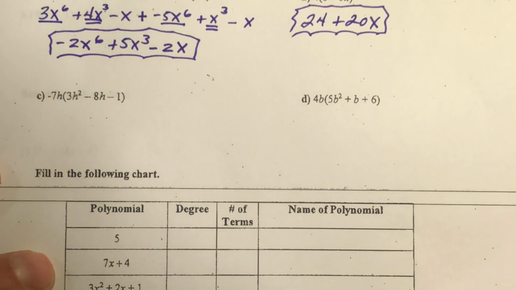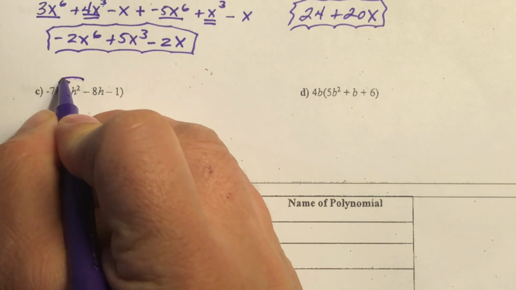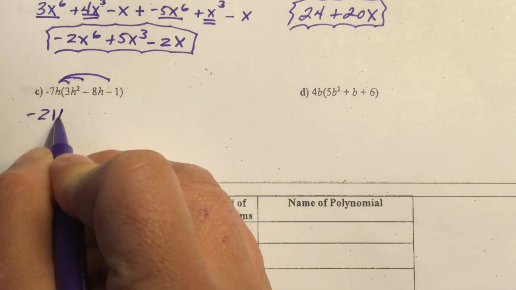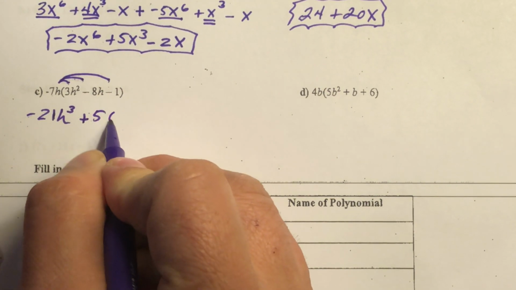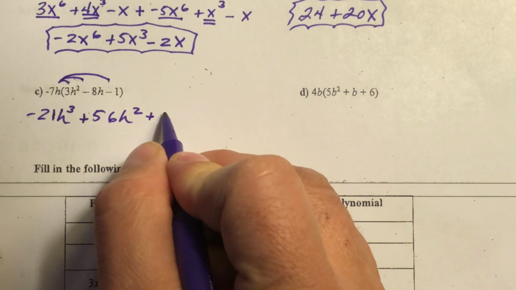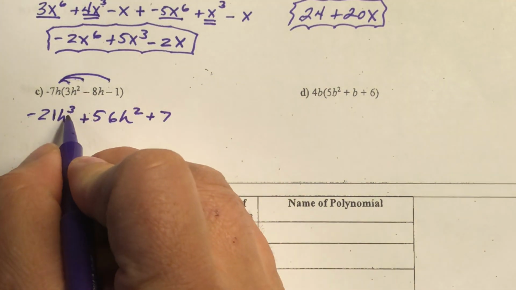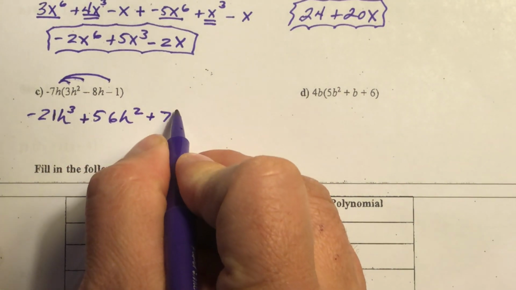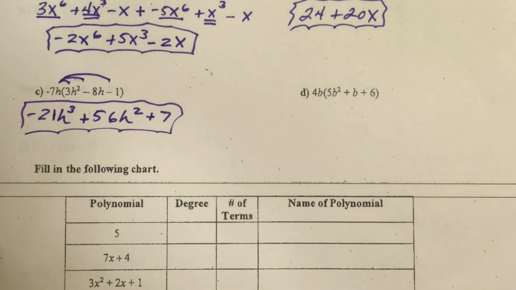Letter C. Once again, we are going to distribute. So I've got negative 21h cubed plus 56h squared plus 7. Notice it's negative times negative, so that's 7. This is the simplified form. The exponents are in descending order. I cannot add anything else, so there's my answer.